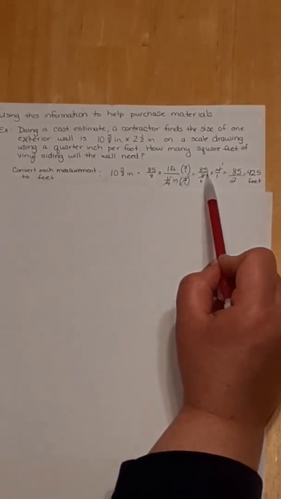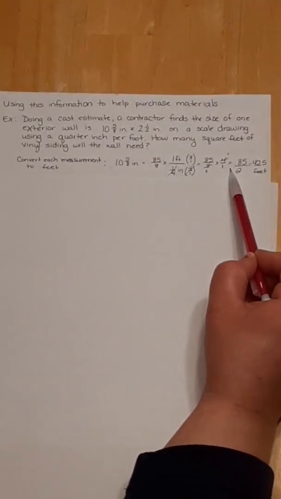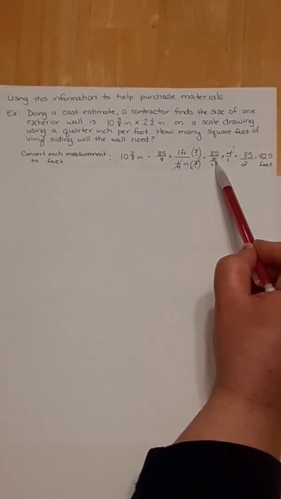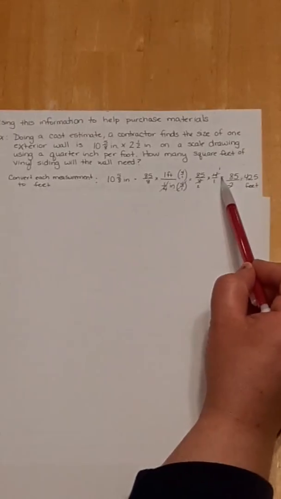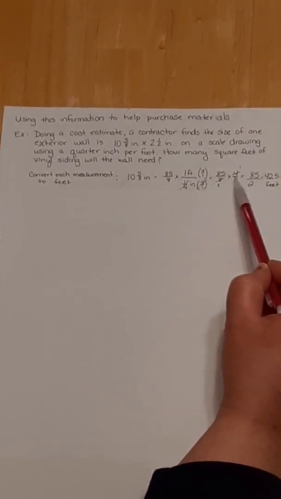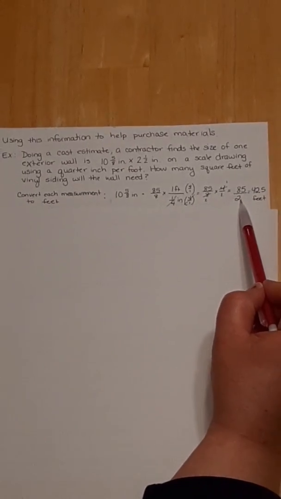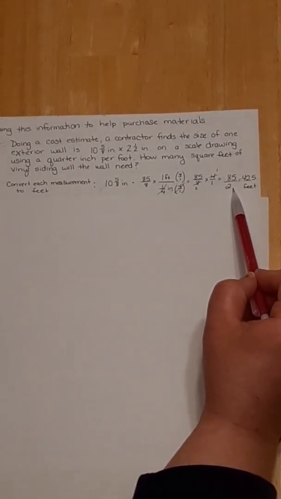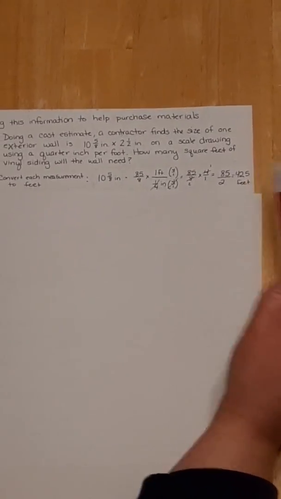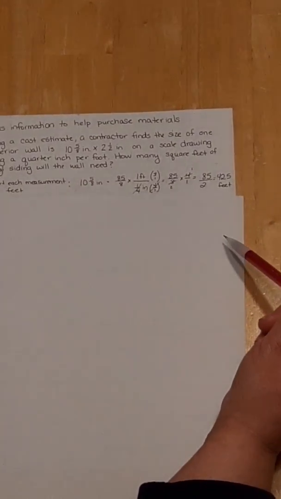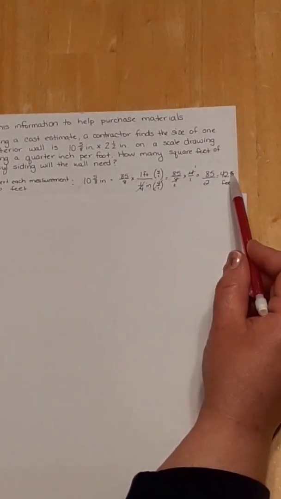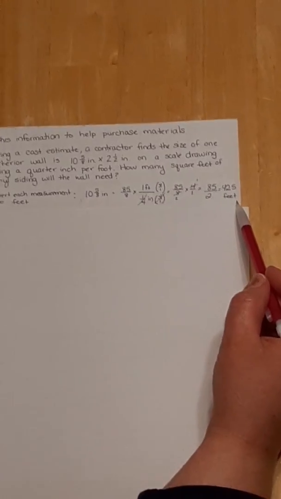So 85/8 times 4/1. This can cancel out to make it a lot easier. 4 goes into 8 2 times. Now I can multiply straight across and I get 85/2. You can divide that out and get 42.5 feet, or you could write it as 42 1/2 feet. Either measurement is fine.